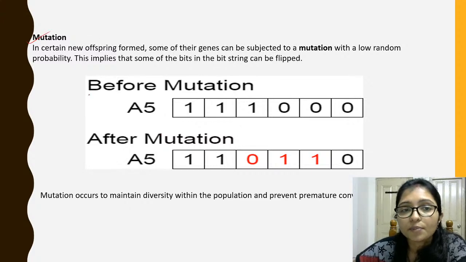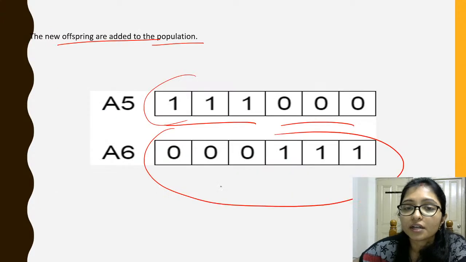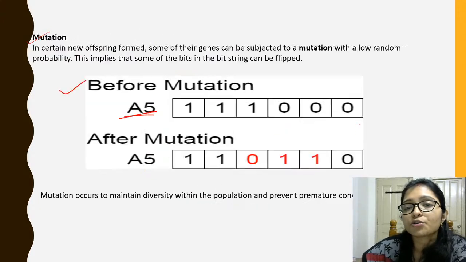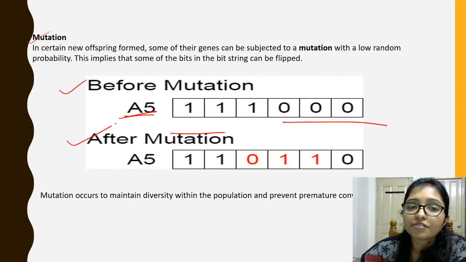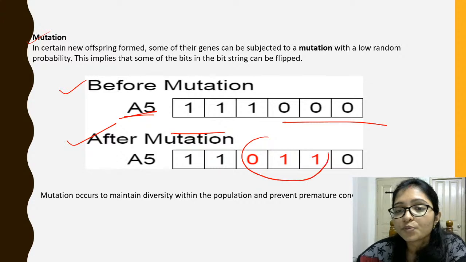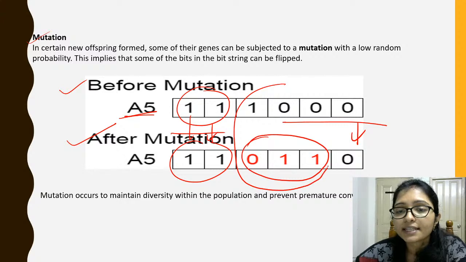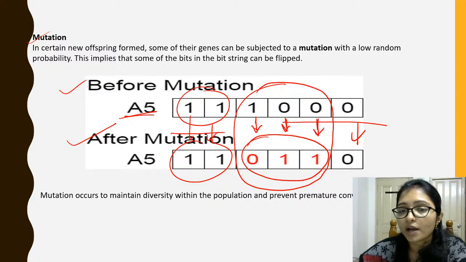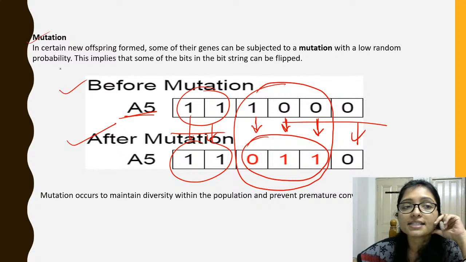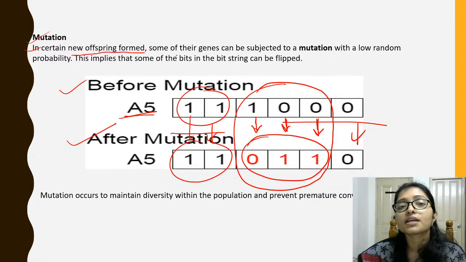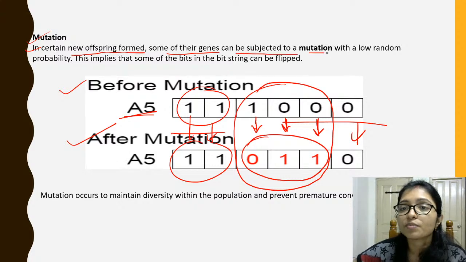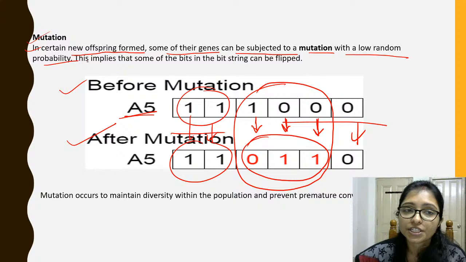So mutation. Before mutation the value was 11000, 11000, but after mutation this part is changed. After mutation you can see 1 is the same here, that is the same here, this 0 is the same here, but this part is changed. This 1 is changed to 0, this 0 is changed to 1, this 0 is changed to 1. That is the mutation. In mutation, in certain few offspring, some of their genes are subjected to mutation with a low random probability, and this implies that bits are flipped.